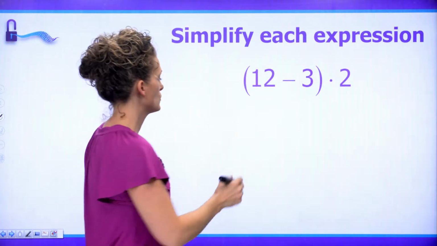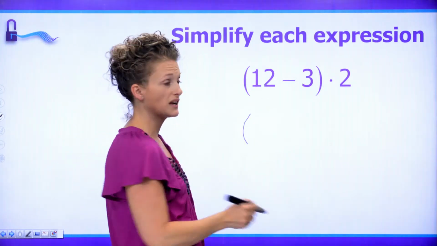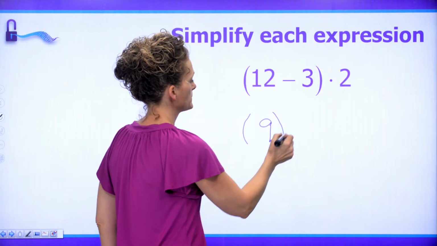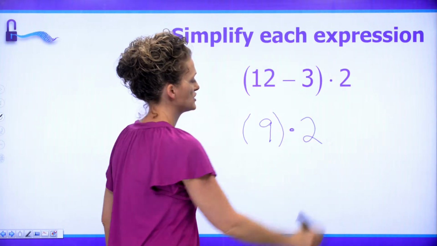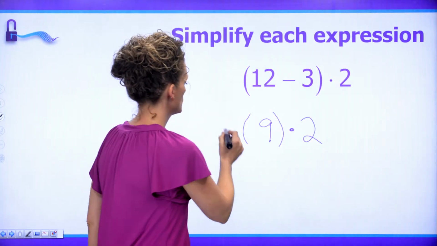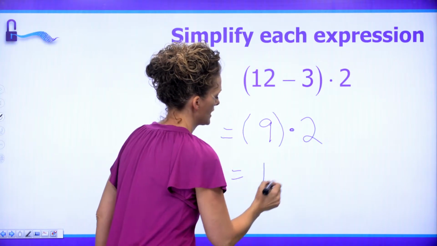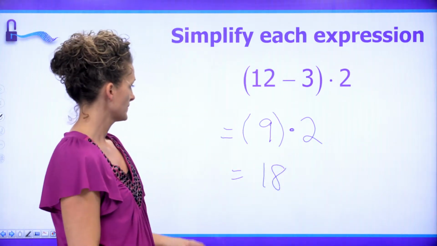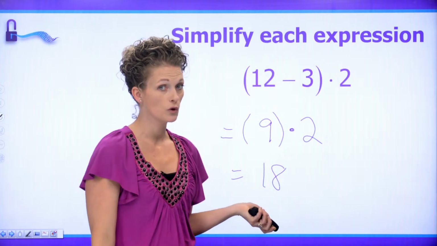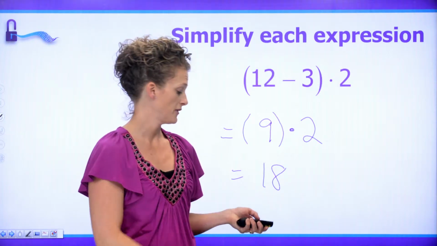So we have to do what's inside parentheses first. So 12 minus 3 is 9, and we've still got multiplied by 2. So 9 times 2 is 18. And since there is nothing more we can do, this is completely simplified.